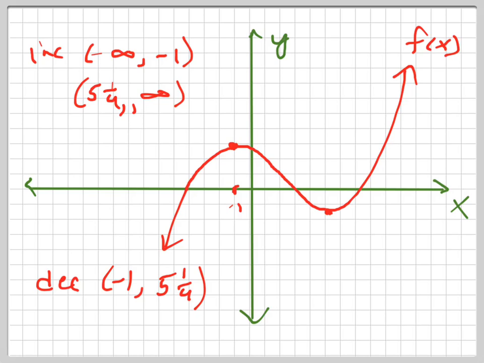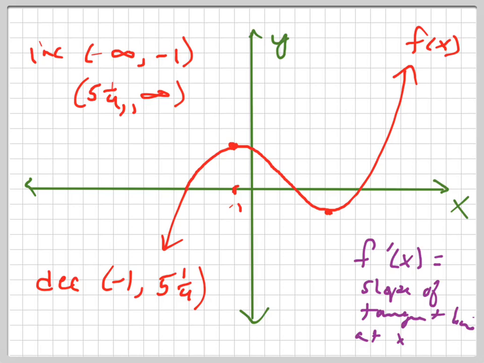Now, what does it mean to be the derivative? Let's do the derivative in purple. So f prime of x means the slope of the tangent line at x. So if every single one of these points right here, what's the slope of that tangent line? Look at the tangent line. It's a positive slope, right? How about this point right here?